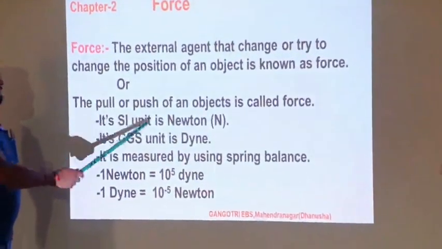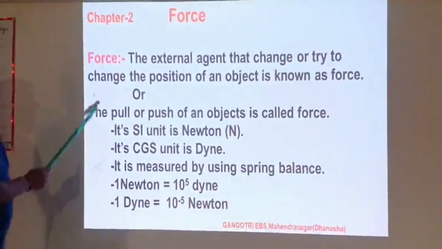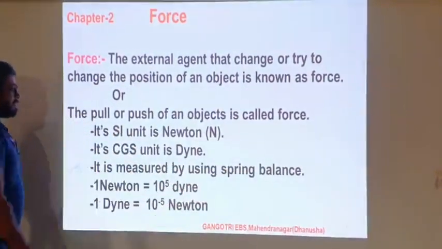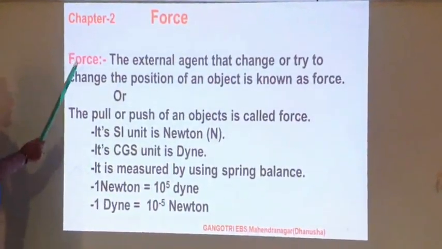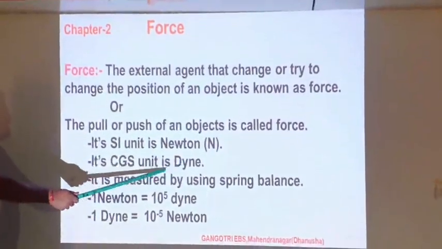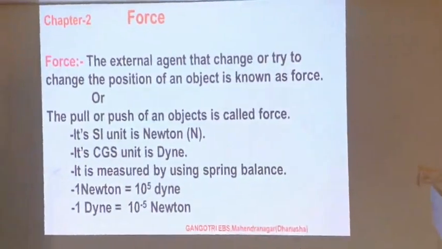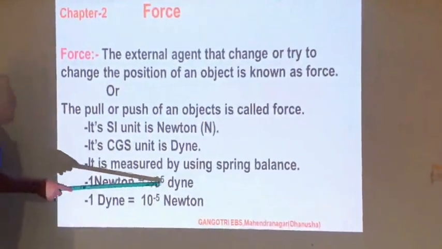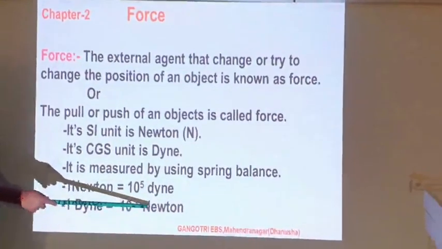The SI unit of force is Newton and the CGS unit is dyne. And you know that force is measured by using a spring balance. If anybody asks what the relationship between Newton and dyne is, you can tell that 1 Newton is equal to 10 to the power 5 dyne, or 1 dyne is equal to 10 to the power minus 5 Newton.